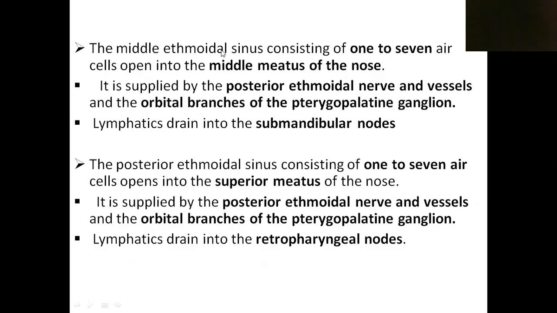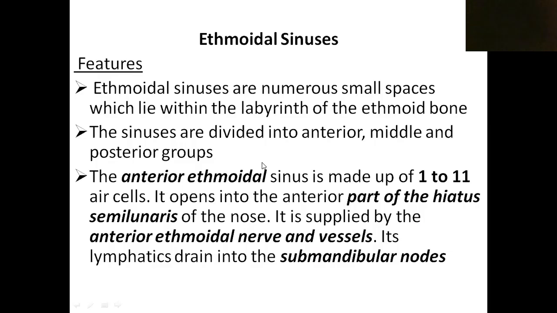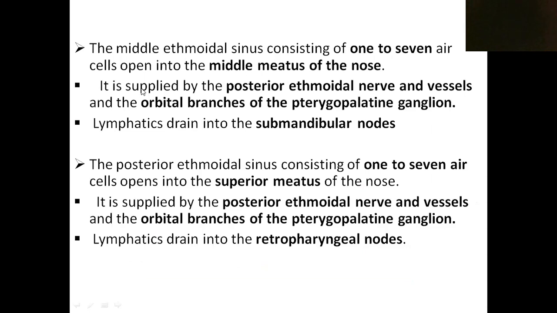Now the middle ethmoidal air sinus consists of 1 to 7 air cells or air cavities. That also opens into the middle meatus, see here, on the ethmoidal bulla. Here we can see the opening of the middle ethmoidal air sinus. See, the anterior ethmoidal is seen here in the hiatus semilunaris, the middle ethmoidal is seen on the ethmoidal bulla. Then it is supplied by posterior ethmoidal nerves and vessels. In addition to that, it has the orbital branch of the pterygopalatine ganglion. Lymphatic drainage is the common submandibular lymph node.